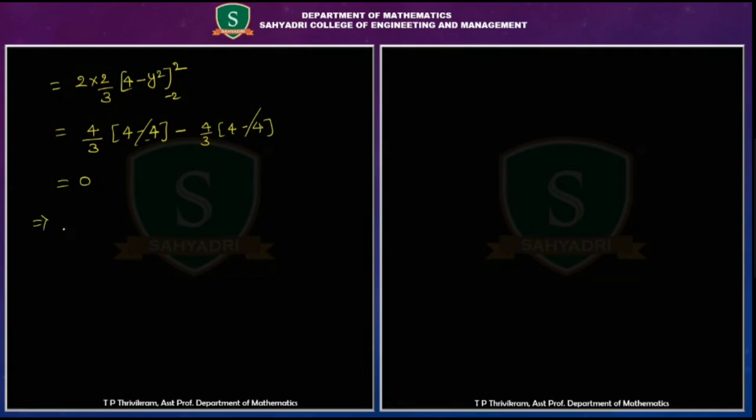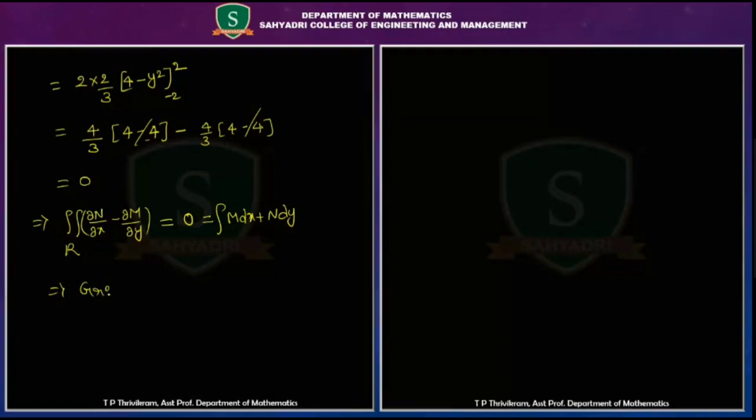Okay. So implies double integral dou n by dou x minus dou m by dou y over a region R, we got it as 0, and which is also equal to line integral of m dx plus n dy, which is the given integral. So both the integrals we got it as 0. So implies Green's theorem is verified.